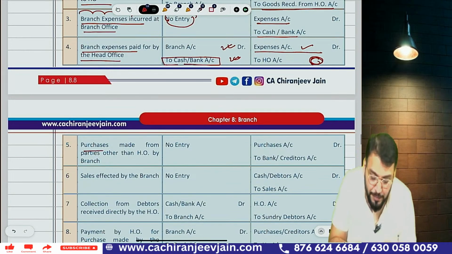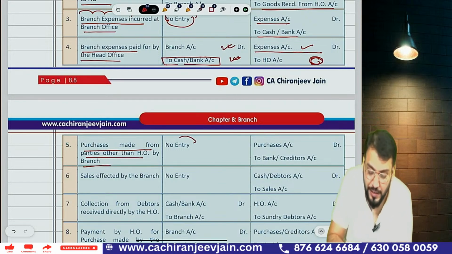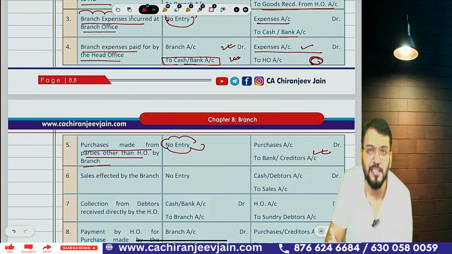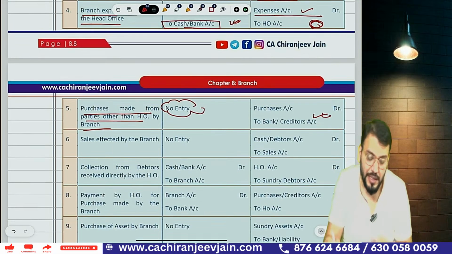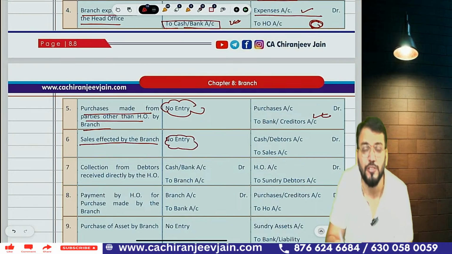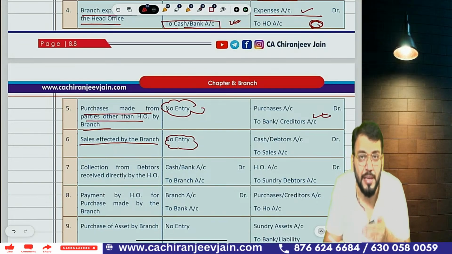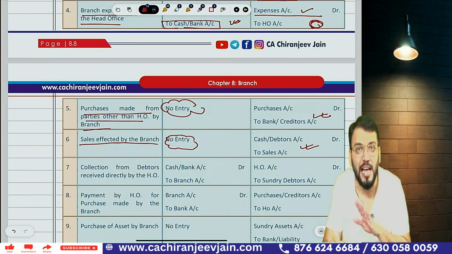Then purchase made from parties other than HO by branch. So any direct purchase: no journal entry in the books of head office, but here purchase account debit to creditor, or purchase account debit to cash or bank, as the case may be. It can be a cash transaction, it can be a credit transaction. Correct? Sales effected by branch: no journal entry in the books of head office, but for sales made by branch, it can be cash account debit to sales, or debtor account debit to sales, as the case may be.